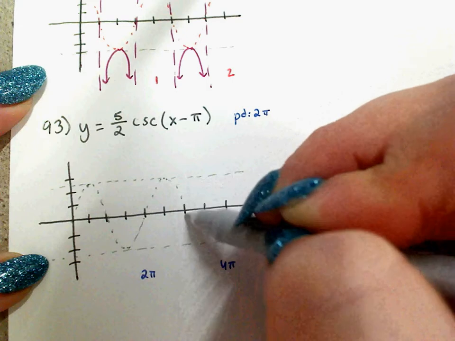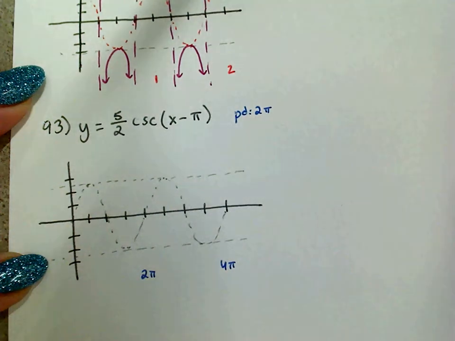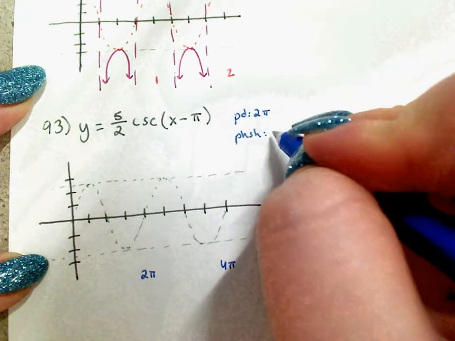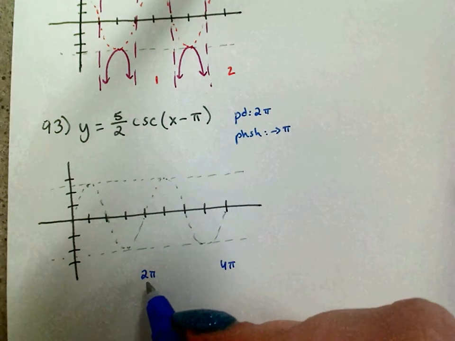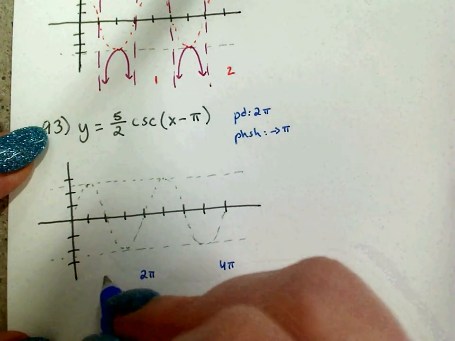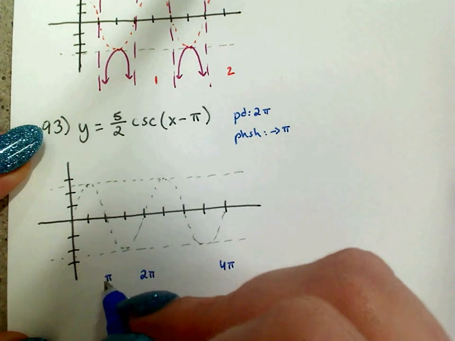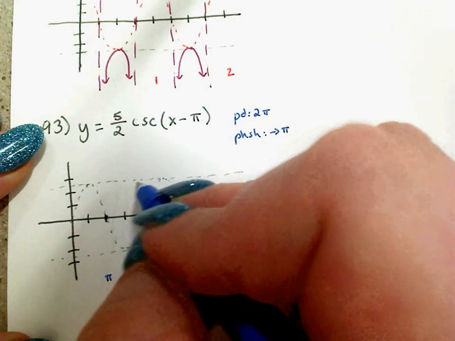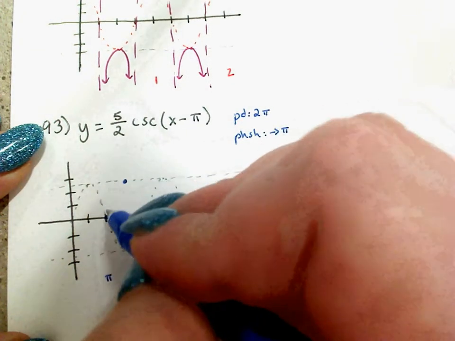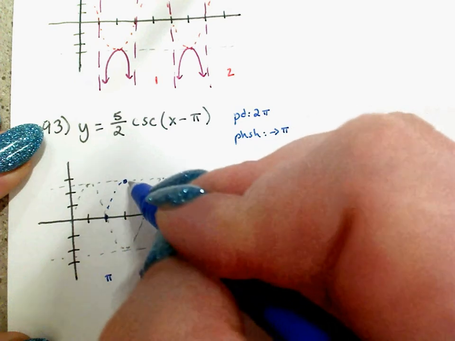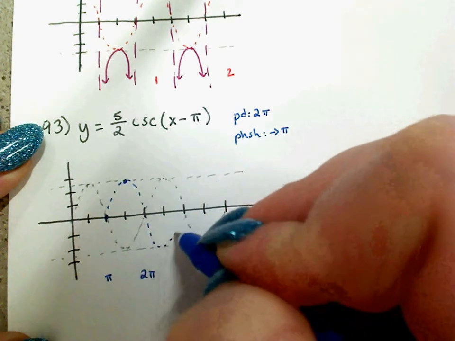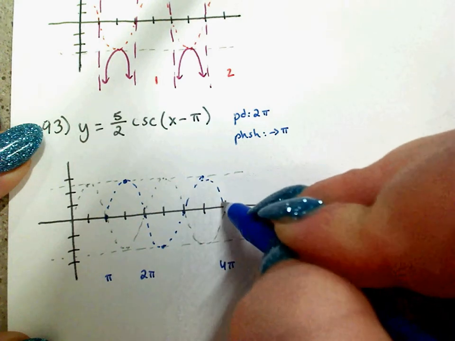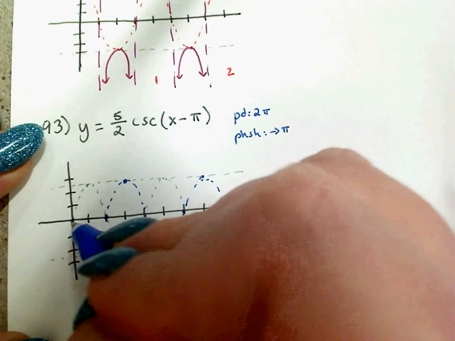But it says the phase shift is to the right pi. Well, if 2 pi is my period, then pi is half of my period. So it's 2 tick marks. So I'm going to move this right here, and I'm going to move this right here. This right there. So this is the wave I'm going to base my cosecant wave off of. Minimum, midline, maximum, midline. So it ends up looking like a negative sine wave.